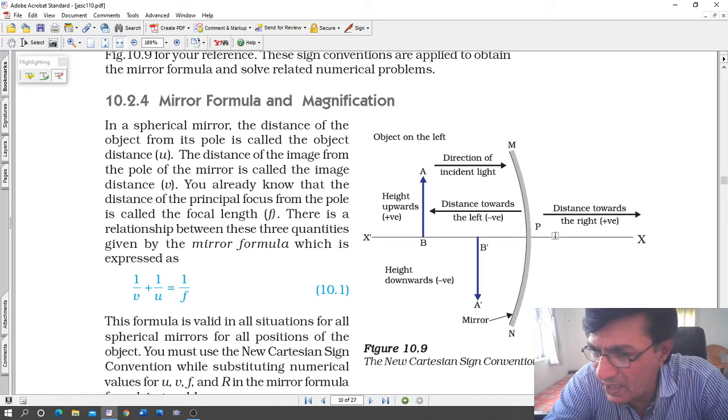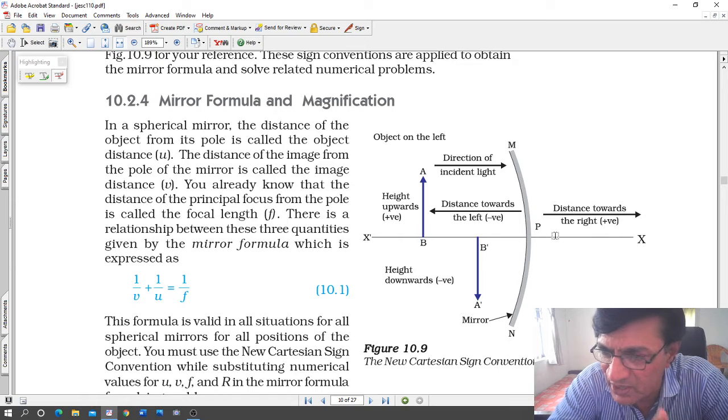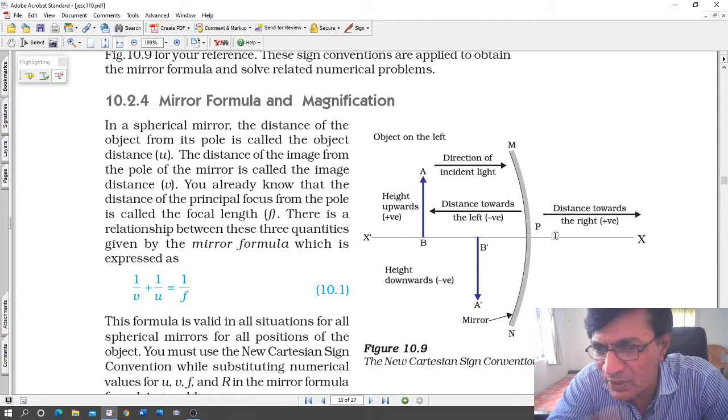AB is the height of the object. The height of the object is above the principal axis, that is above the x-axis, and therefore it is always taken as positive. A dash B dash is the image. It is taken as negative because it is downwards, below the principal axis. The height above the principal axis is taken as positive. The height below the principal axis is taken as negative.